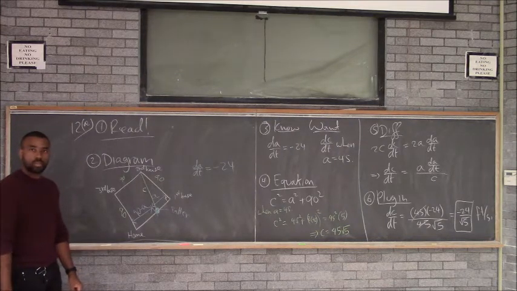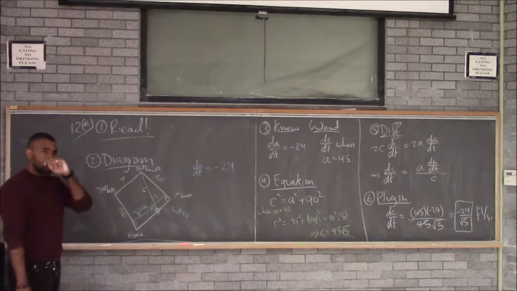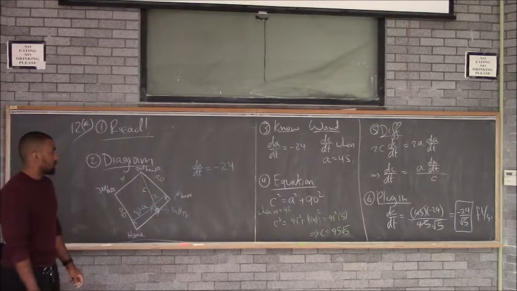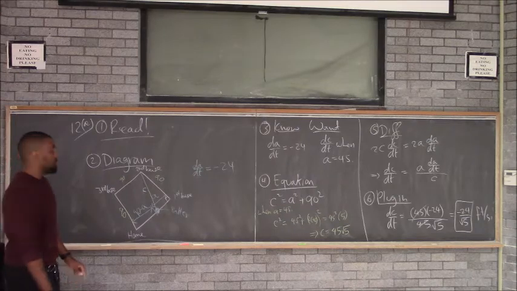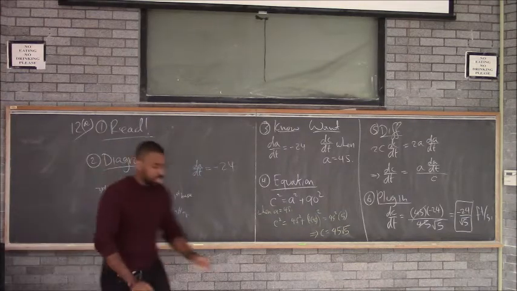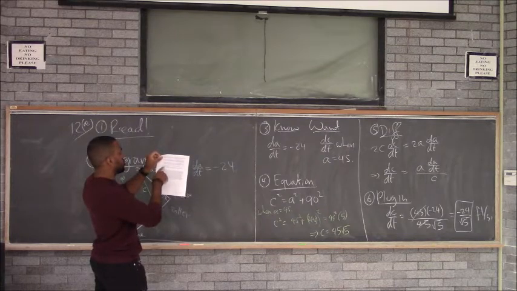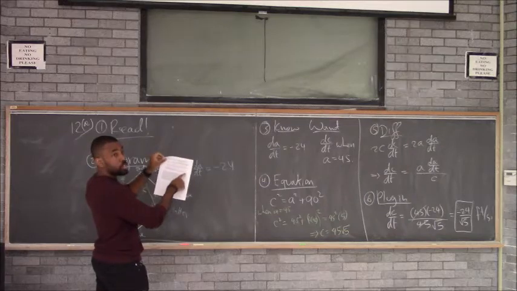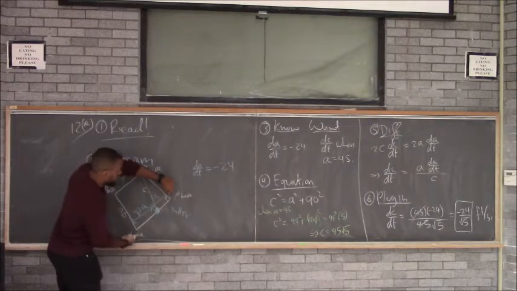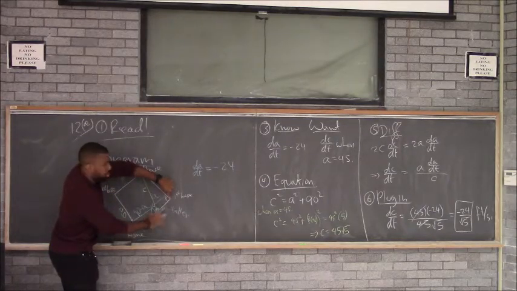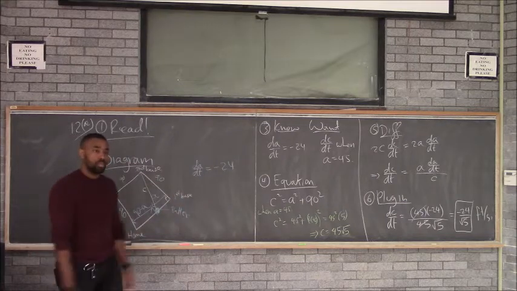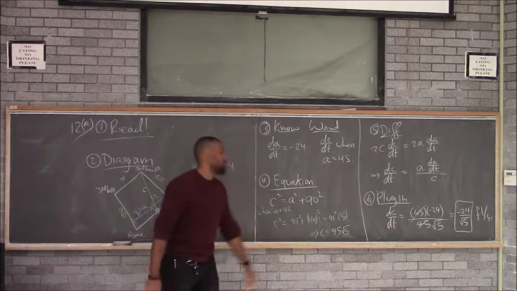Questions on this one? The value for A? Oh, because we're looking at part A, right? It says the rate at which his distance from the second base is decreasing when he is halfway to first base. So this is 90. So when he's halfway, that's when this length is 45. So I just plug in A equals 45.